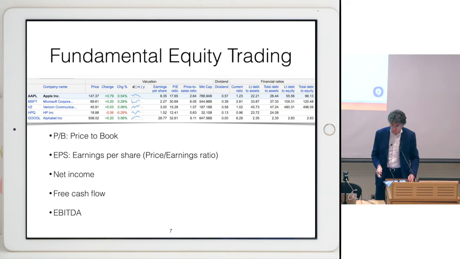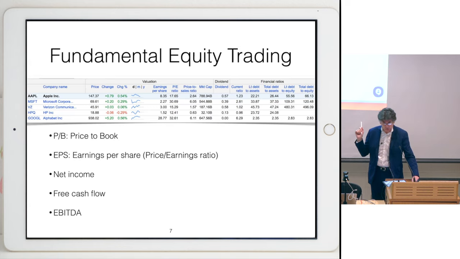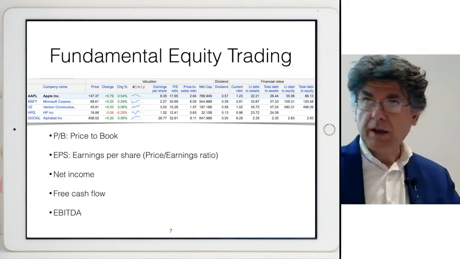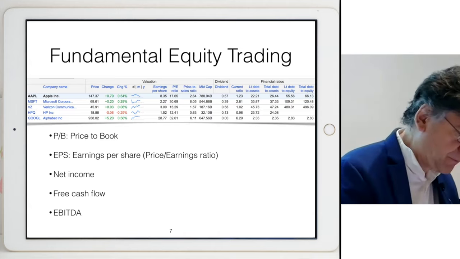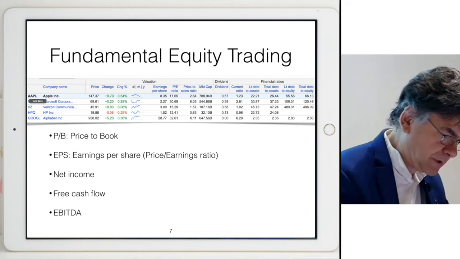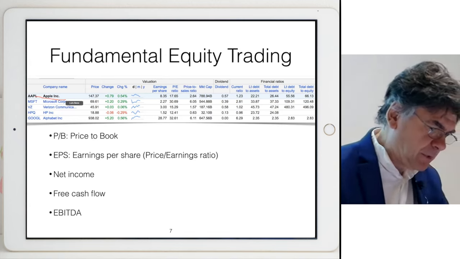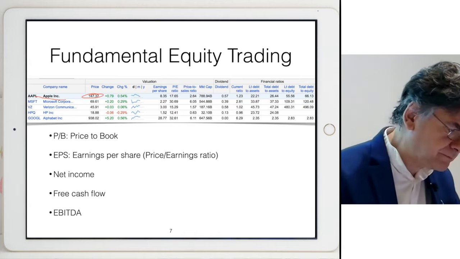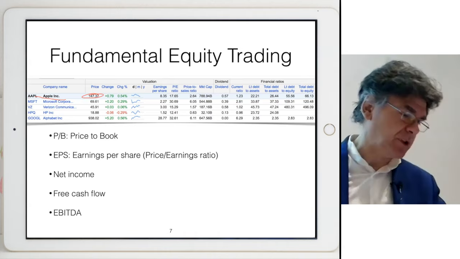So what are the metrics that they look at? I have some examples here. And by the way, everything that you have here is from Google Finance, so all of this is accessible to anybody on your computer. Or Yahoo Finance or any one of those. So let's focus on Apple, for example. When I did this, I don't know when, the price was $147.